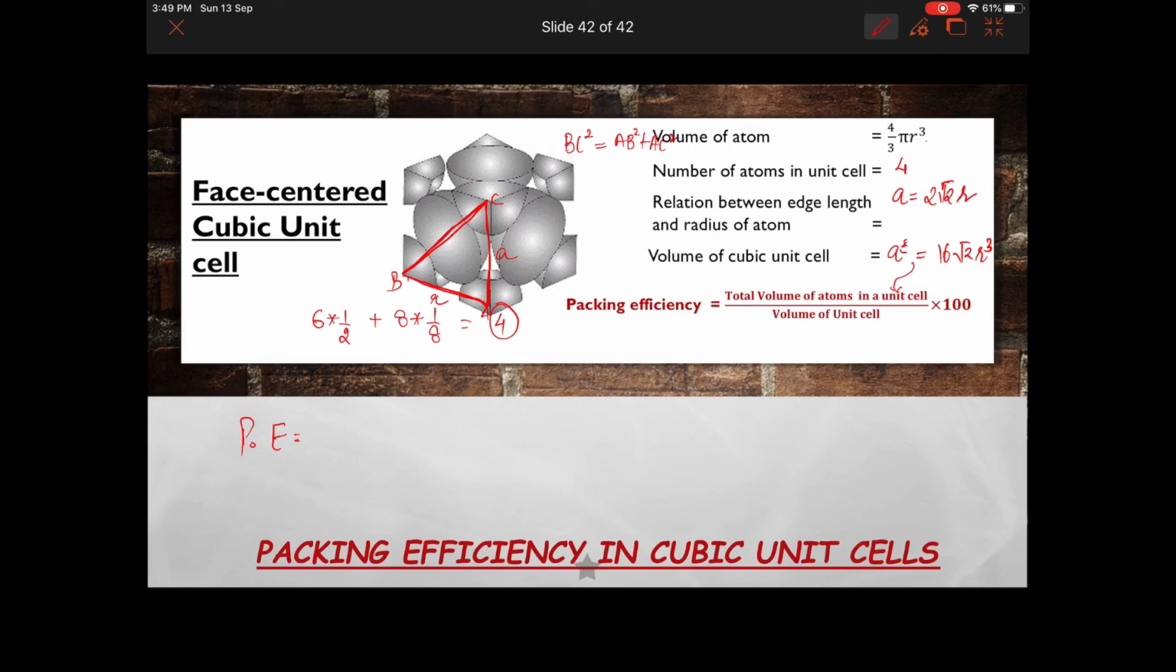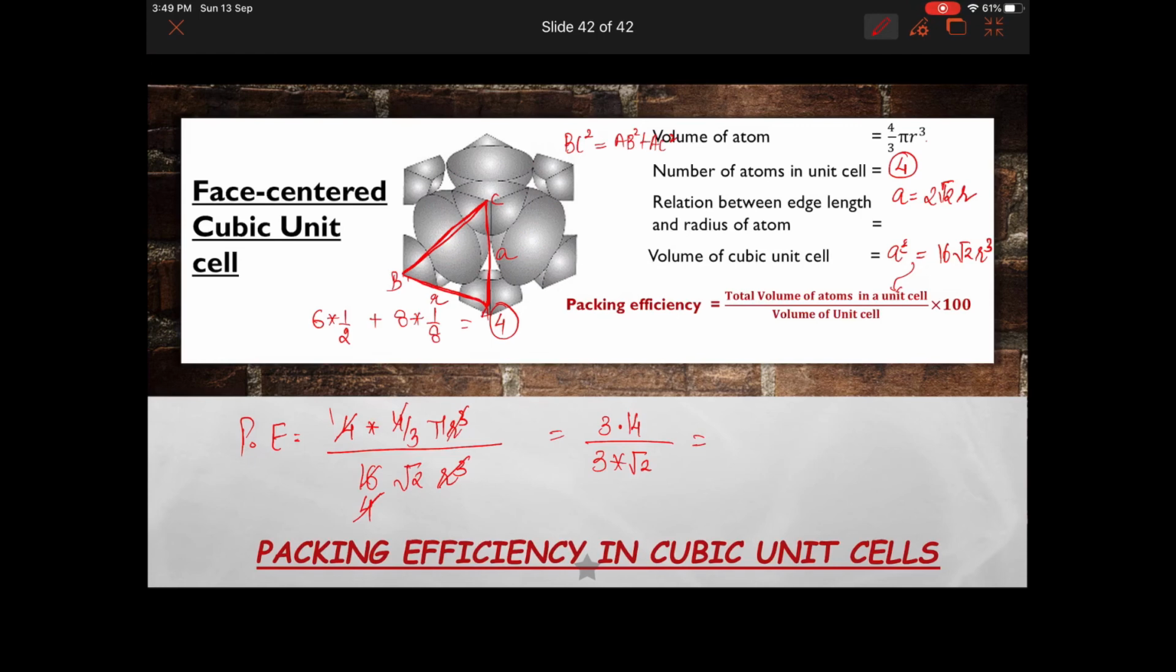Look at this carefully. You will get 4 into 4 by 3 pi r cube. Why 4 into 4 by 3? Because there are a total of 4 atoms, divided by 16 root 2 r cube, where r cube and r cube get cancelled, and 4 ones are 4, fours are 4, and 4 gets cancelled. You get the answer as 3.14 divided by 3 root 2.